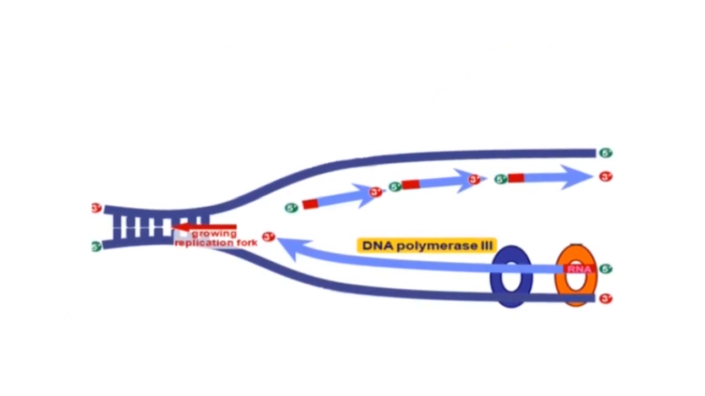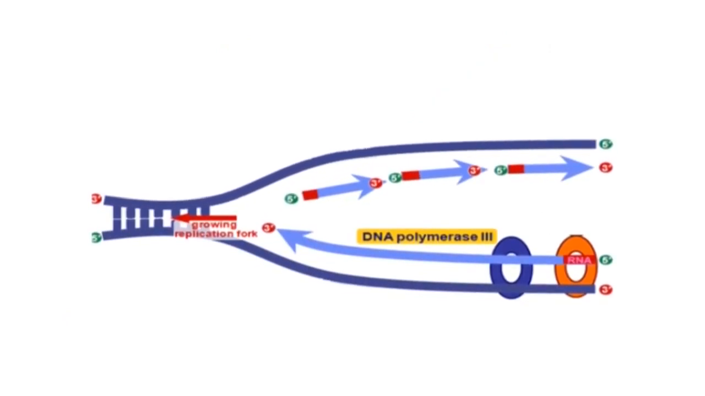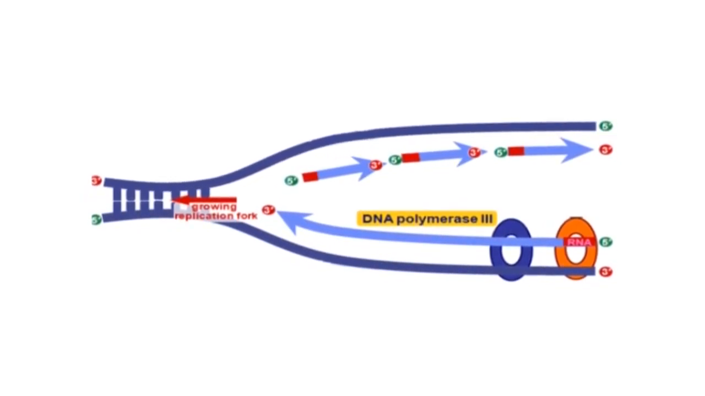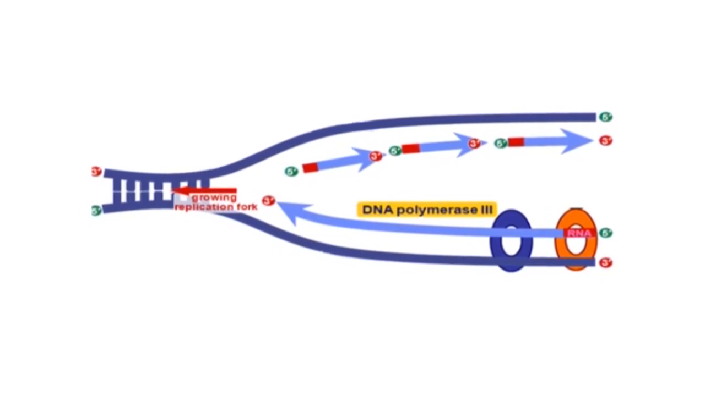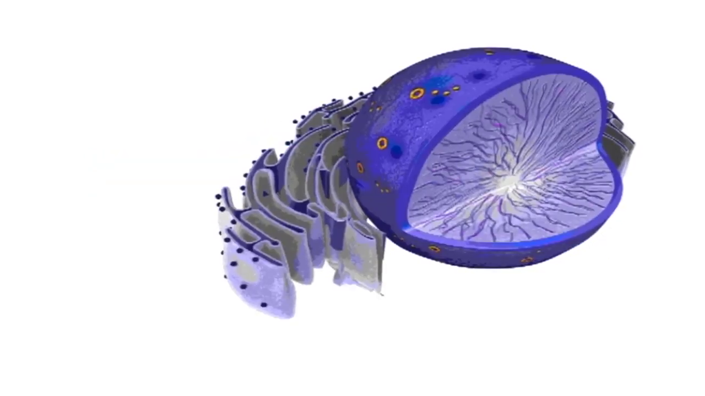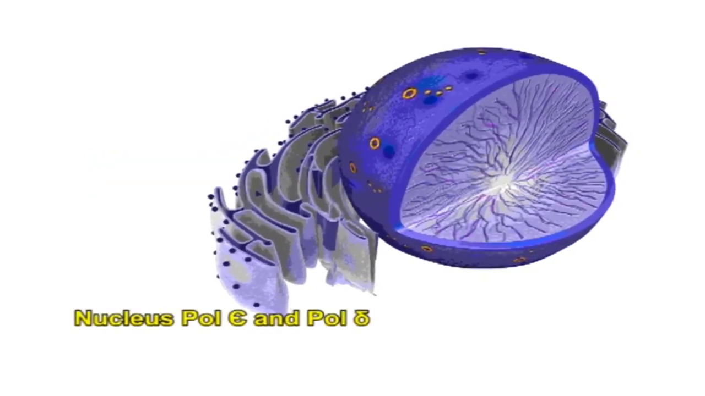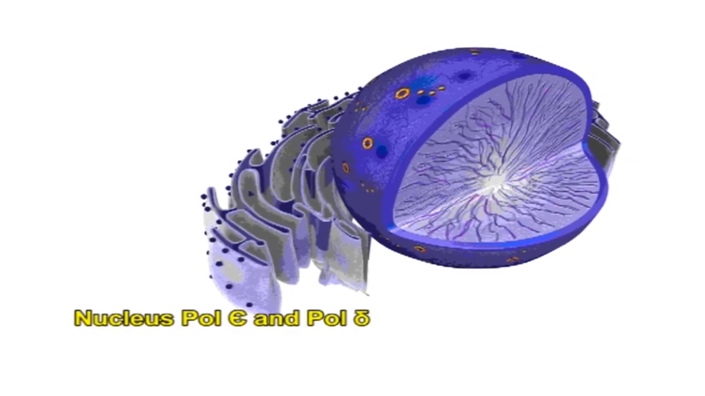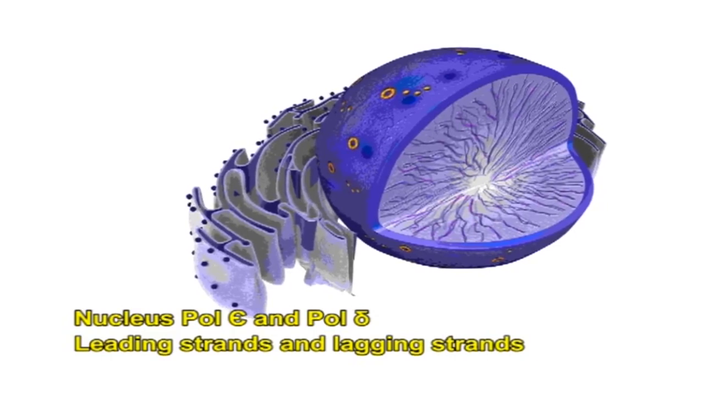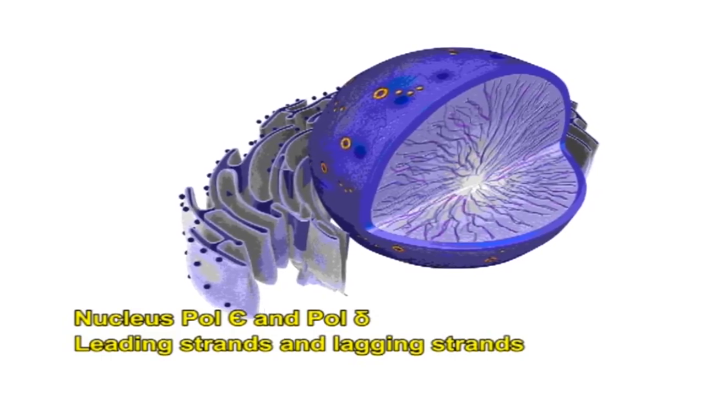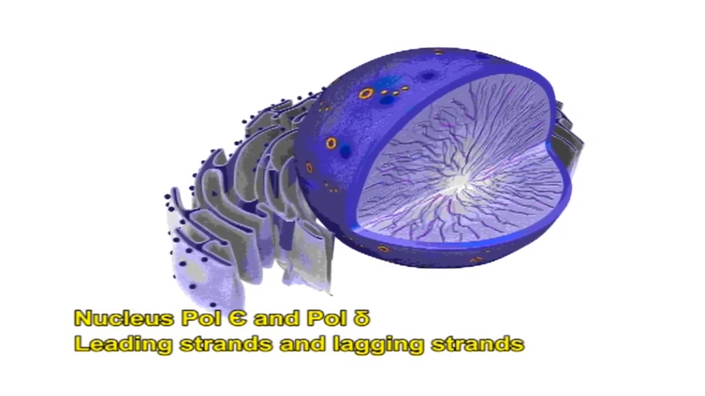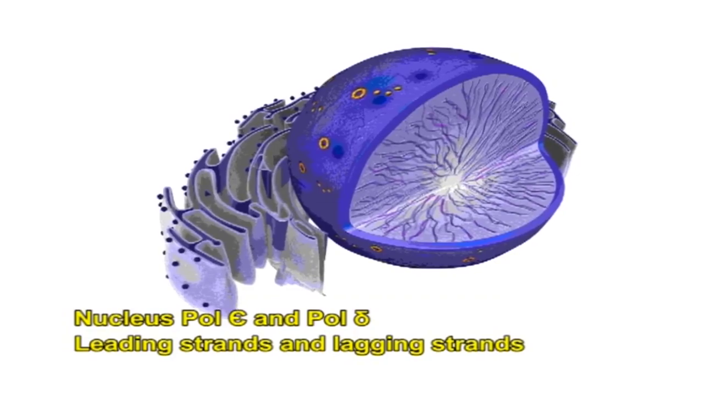In prokaryotes, DNA polymerase 3 is the polymerase involved in the production of the leading strand, and in yeast polymerase epsilon is the polymerase involved in the production of the leading strand. In humans, within the nucleus, Pol epsilon and Pol delta are involved in the production of leading and lagging strands, whereas in the mitochondria Pol gamma is involved. In some circumstances, Pol epsilon can be substituted for Pol delta.